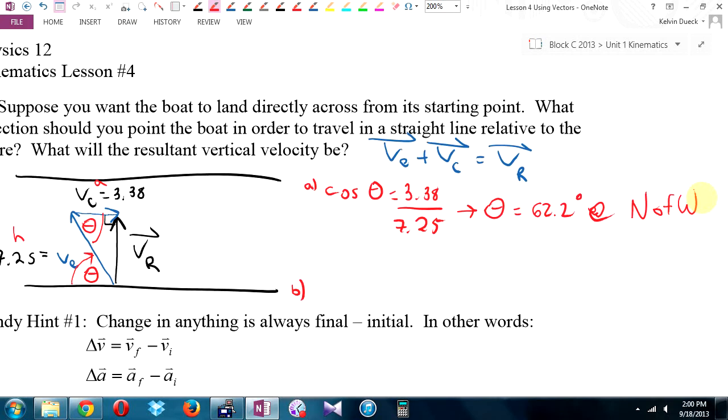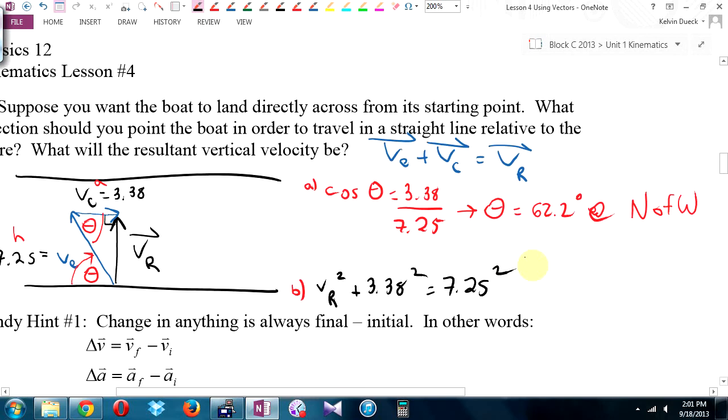Part B says, what's the resultant vertical velocity? So now it wants me to find VR. How can I find VR? Is there a right angle? Then I can use Pythagoras. Only this time, I'm not finding a hypotenuse either. This time my equation is going to be VR squared plus 3.38 squared equals 7.25 squared.